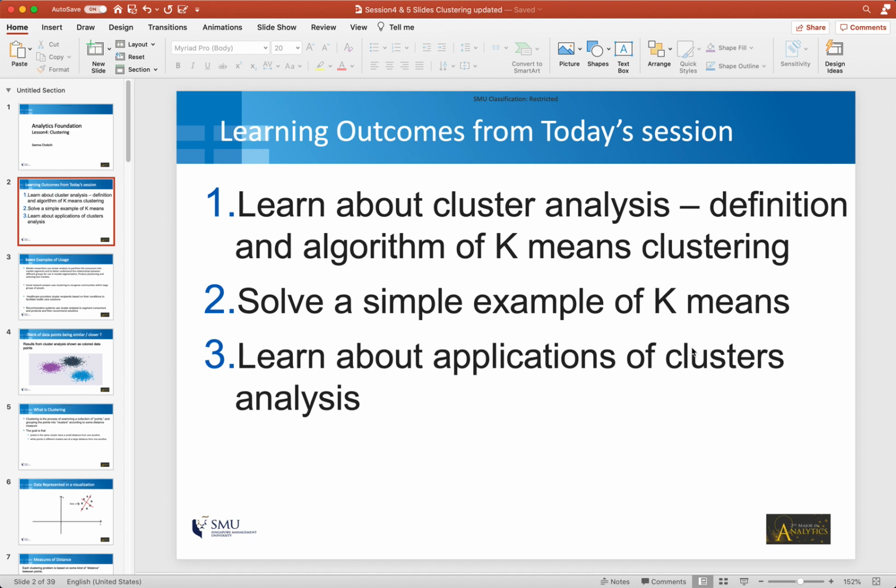So here's what we will be doing. We'll understand the goals of cluster analysis and we'll talk about an algorithm on k-means clustering. Then later on in class we'll solve a simple example of the algorithm, and along the way we learn about a lot of applications of cluster analysis.